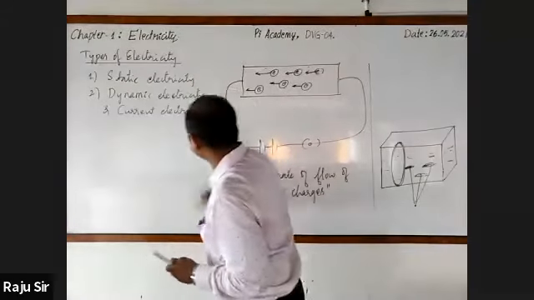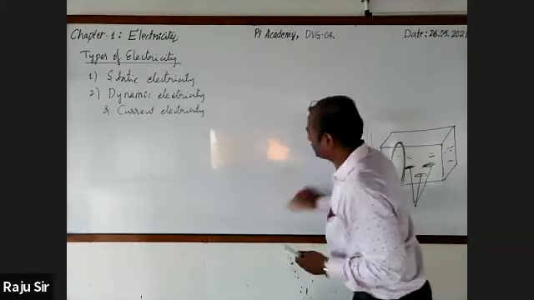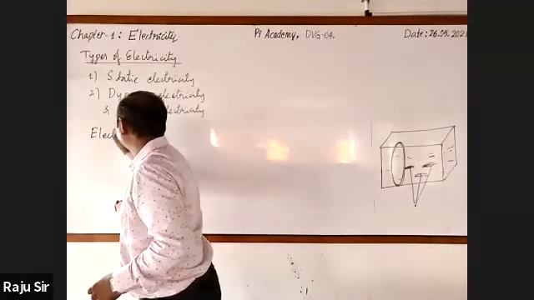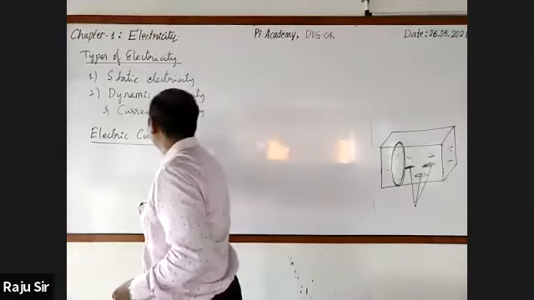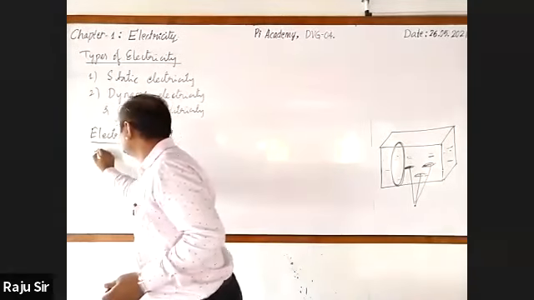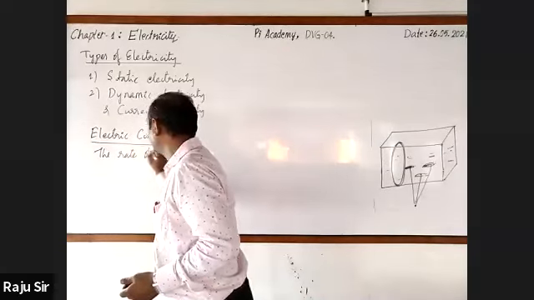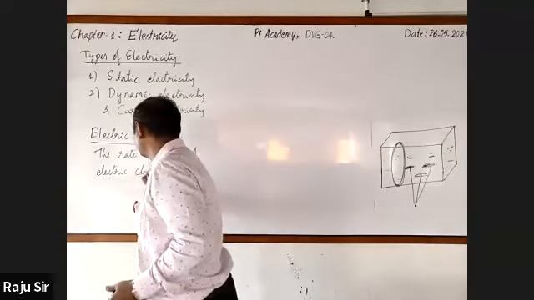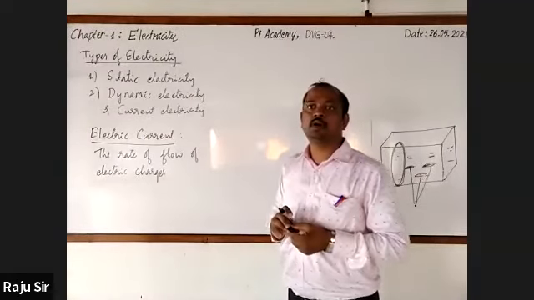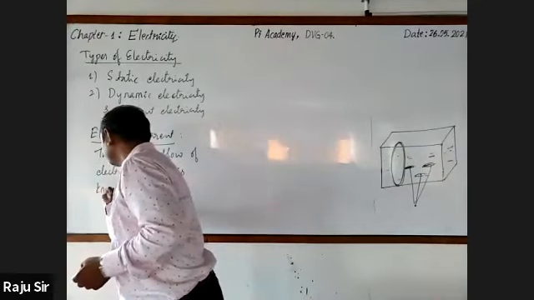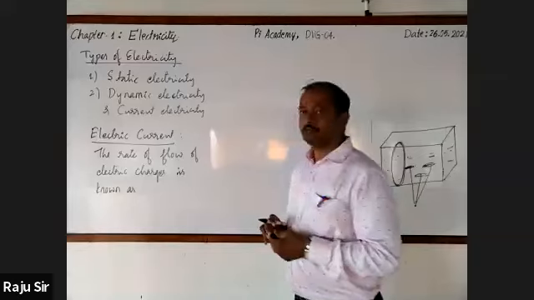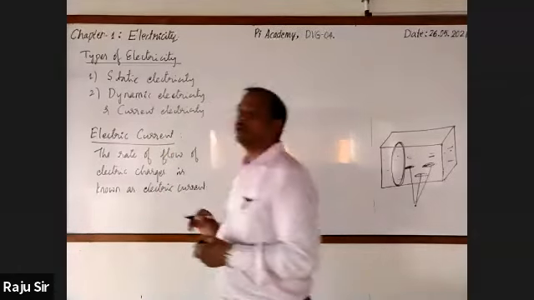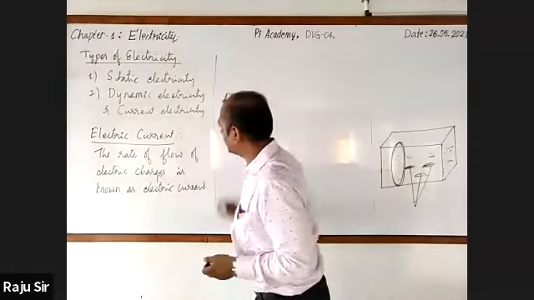So please write. Side A. Electric current. Electric current is the rate of flow of electric charges. The rate of flow of electric charges is known as electric current.